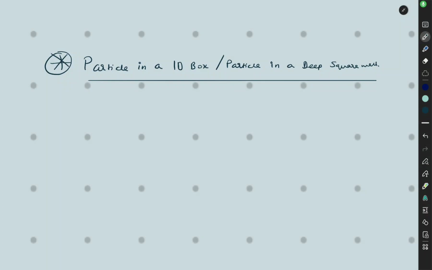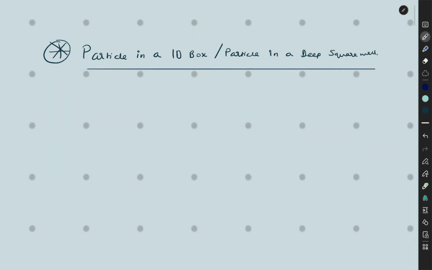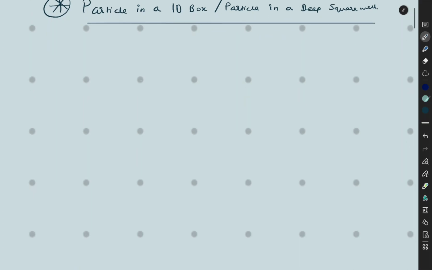Hello everyone. In this lecture we will be learning the particle in a 1D box, or particle in a deep square well, which is an application of Schrodinger's time independent wave equation. So let us start. First of all, let us take a well like this.